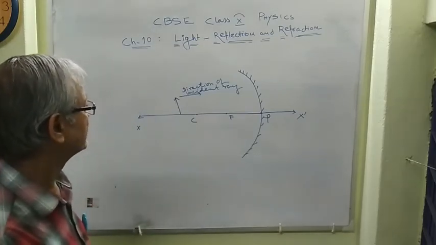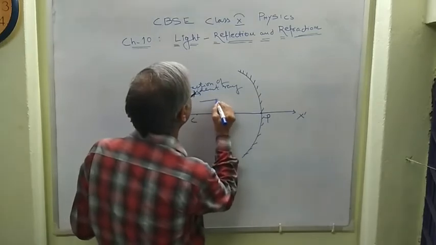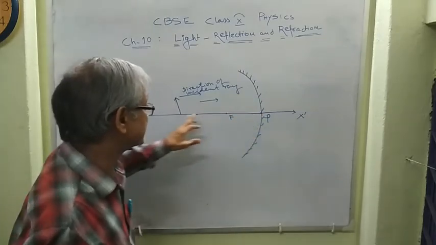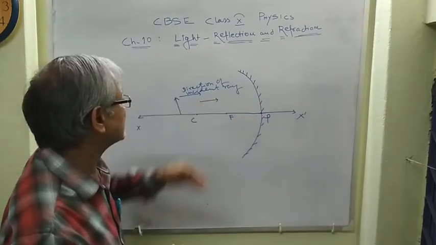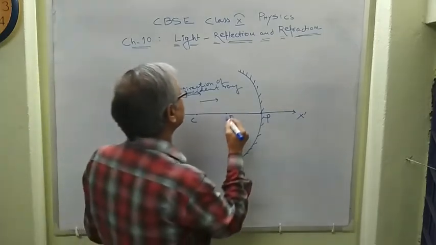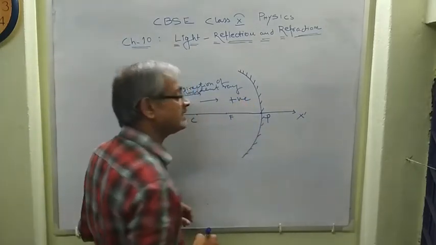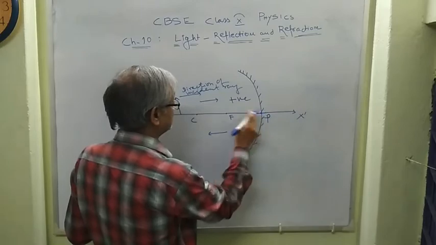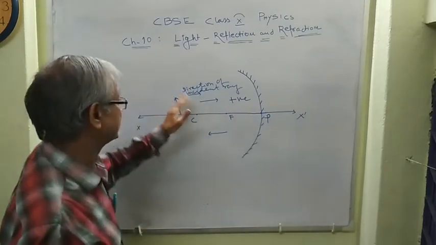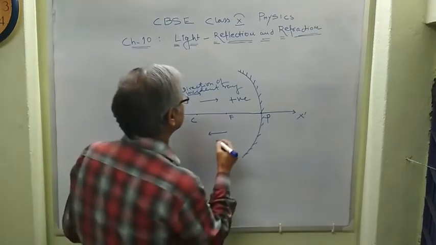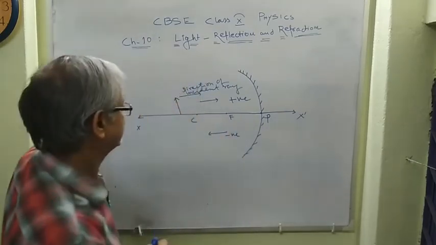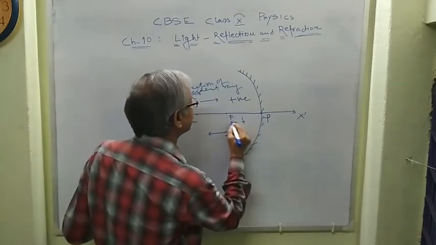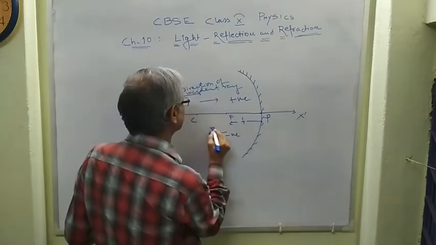If the distance measured from P is along the direction of the incident ray, then it will be positive. This distance will be positive. And if we go opposite to the direction of the incident ray, measured from the pole, then it will be negative. Remember it. Right? In this case, we see that this is the focal length, and this is the radius of curvature R.